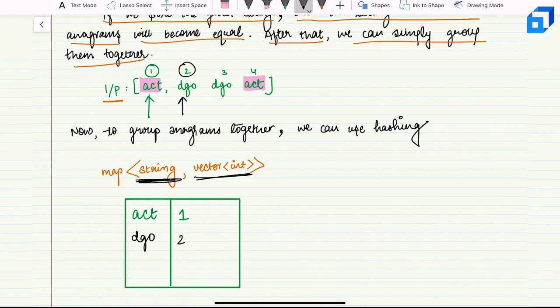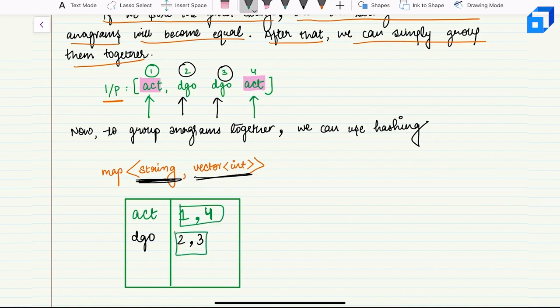Now let's move ahead. So dgo is already present in the map. Now let's include the index, right? So we have included 3. Now we are at the fourth position and act is already present in the map. So let's simply include the index. So here we have the set of anagrams represented by their indices.